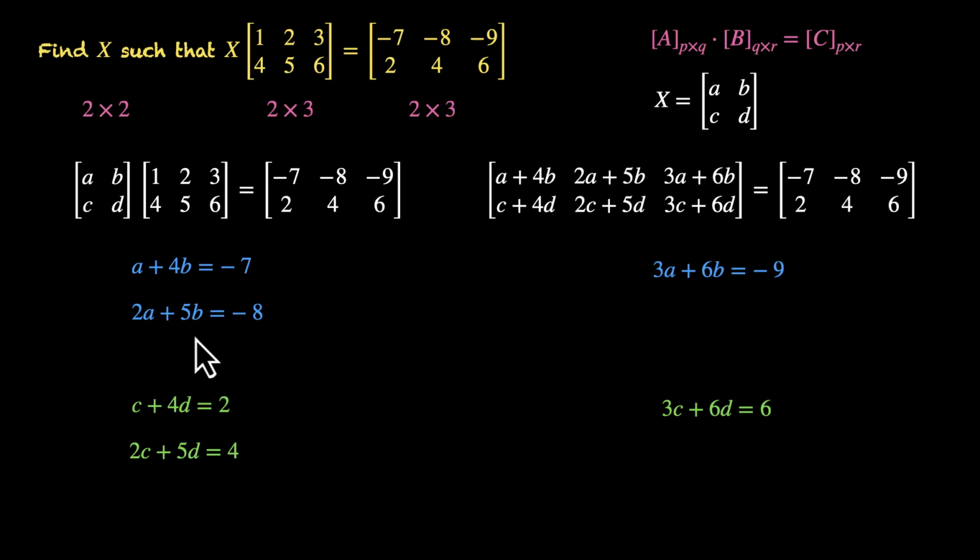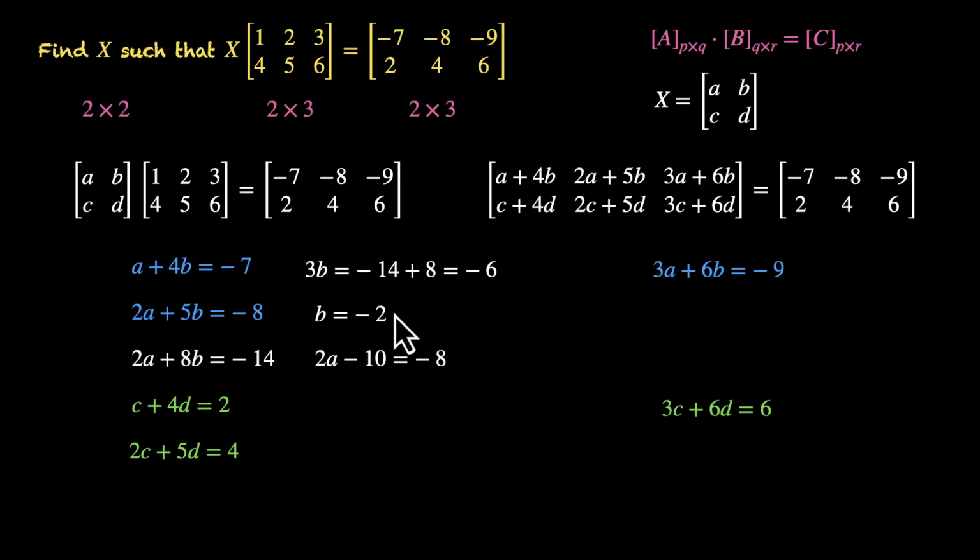A plus 4B, 2A plus 5B. Let's multiply the first by 2. We have 2A plus 8B equals -14. Now let's subtract. We have 3B equals -14 minus -8, so that's +8. 3B is -6, which means B is -2. Let's plug this back. 2A minus 10 equals -8. So 2A is 2, which means A equals 1. So we have A, we have B. Let's check the third equation. 3A plus 6B, that's 3 minus 12, that's equal to -9. So this works. A is 1 and B is -2.